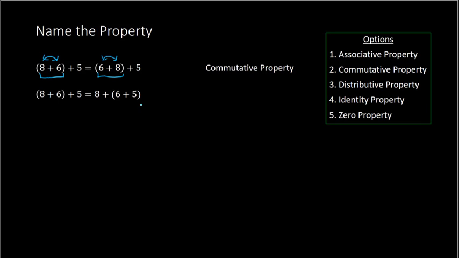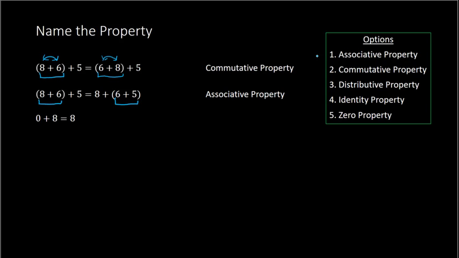Okay, here's another example. We have 8 plus 6 plus 5 equals 8 plus 6 plus 5. This one, notice what is changing, and that is what is in the parentheses. Here we have an 8 and a 6 in parentheses. Here we have a 6 and a 5 in parentheses. So what is changing is the grouping. So this one would be your associative property. That's option number 1.